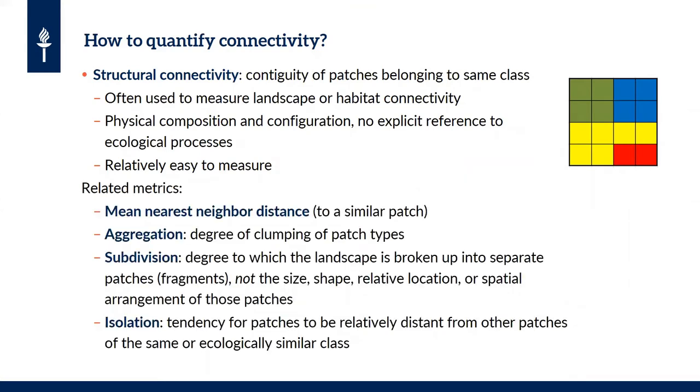Structural connectivity metrics include nearest neighbor distances, aggregation measures, subdivision measures such as mean patch size, and isolation measures. Metrics of structural connectivity are often used to measure landscape connectivity, but they can be applied to habitat connectivity as well if a robust index of habitat connectivity is appropriate.